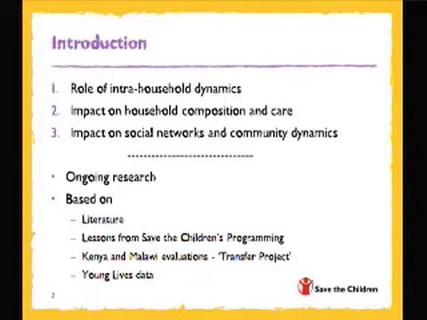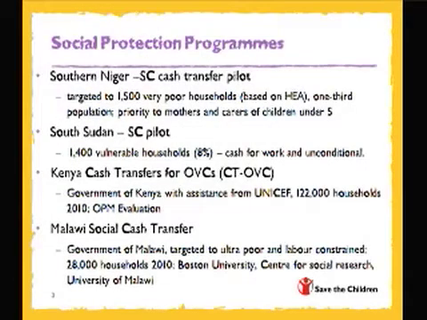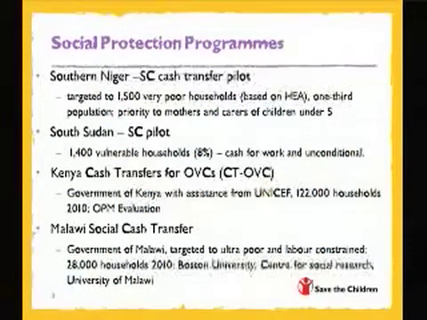And it's based on a range of different sources: from literature, from lessons for Save the Children's programming, from evaluations in Kenya and Malawi, which I'll talk about in more detail in a bit, and also from Young Lives data, which is a longitudinal study of poverty dynamics of children. So the programs, these are just 4 of the programs that are discussed in this, but as it brings in some other literature, there are other programs as I mentioned.